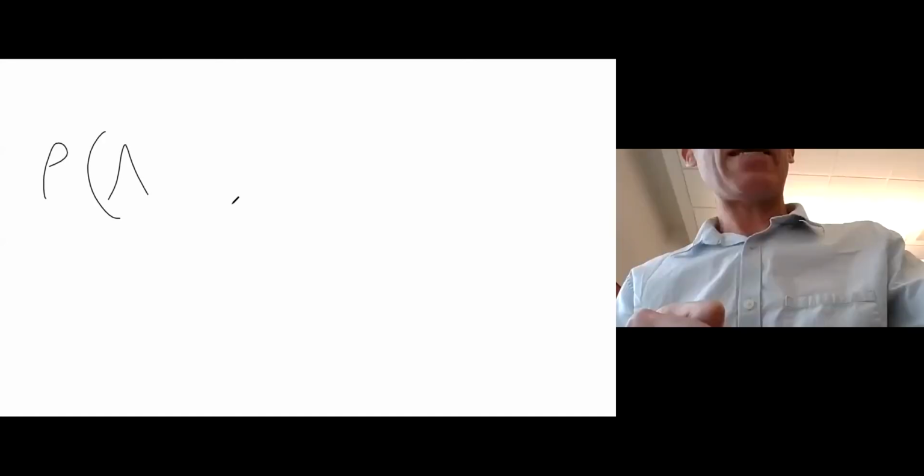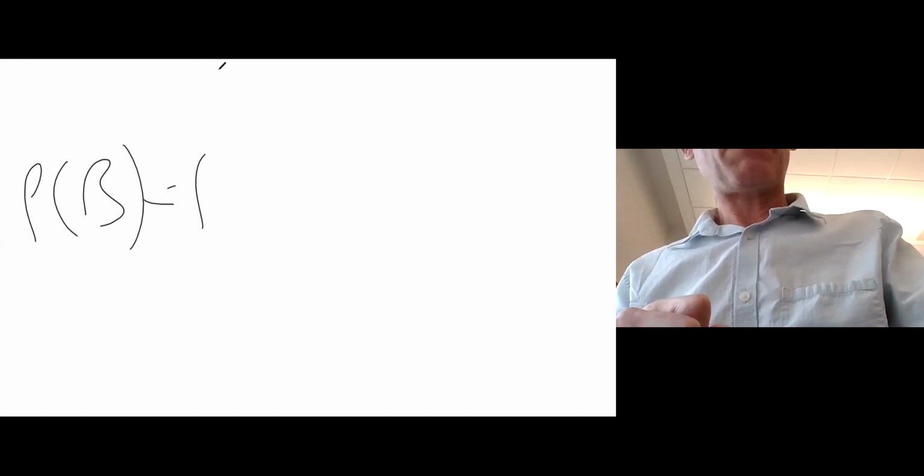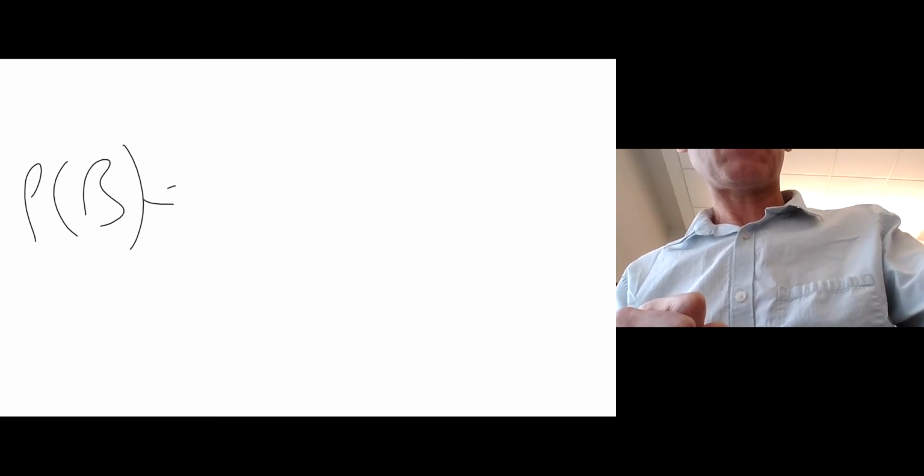Right, so P of A and B, if we write it like this, oh, sorry. So what we can say is P of B equals P. I'll get used to it.